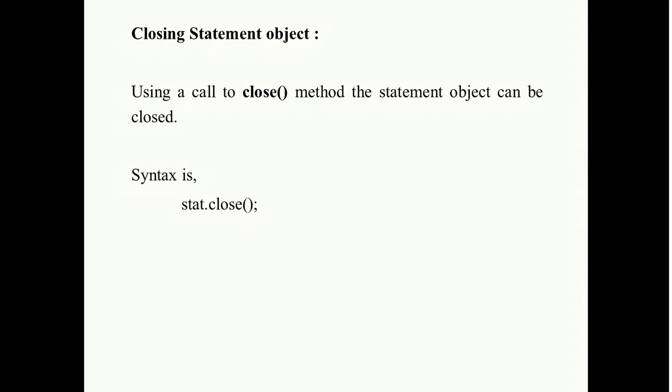And in the statement interface there are two steps. First step is creation of the statement object, and second is closing of the statement object. In the creation of the statement object, we use three methods, that is the execute method, executeUpdate method, and executeQuery method. And in closing the statement object, we simply close the statement object using the statementObject.close() method. So this is all about the statement interface.